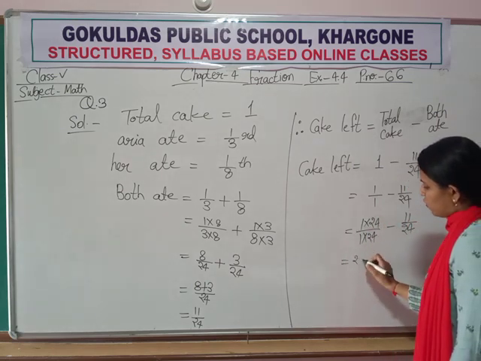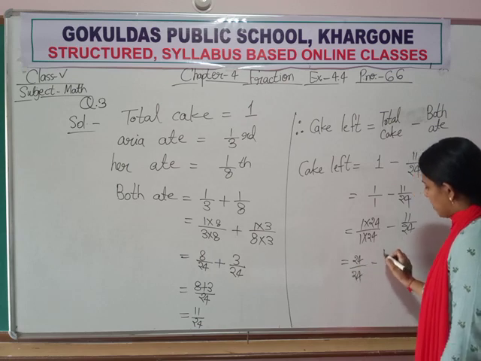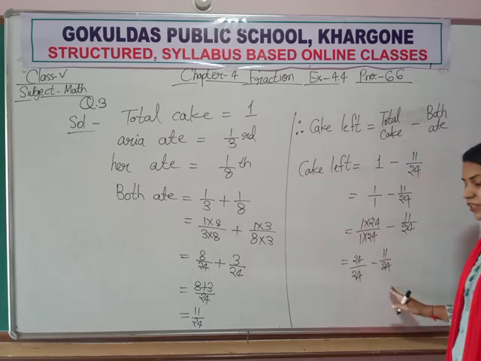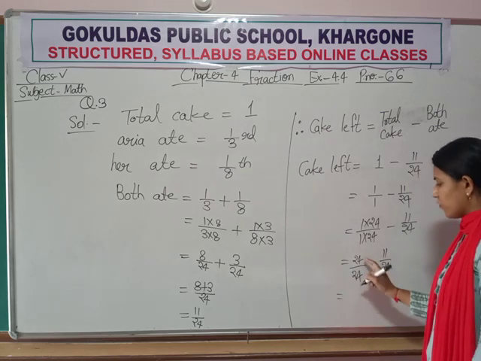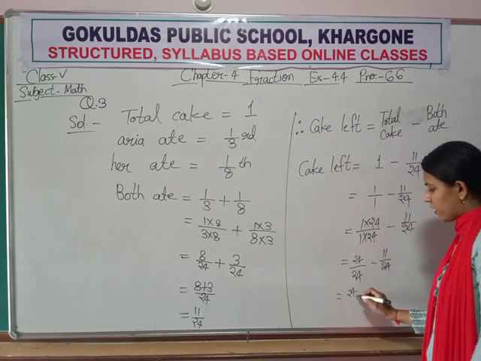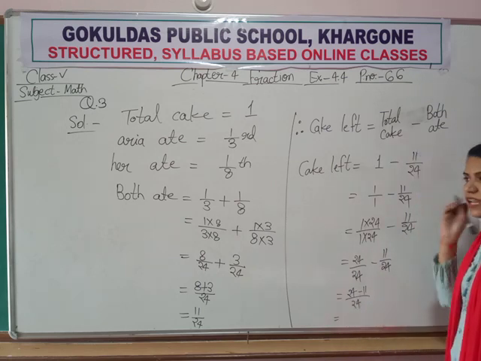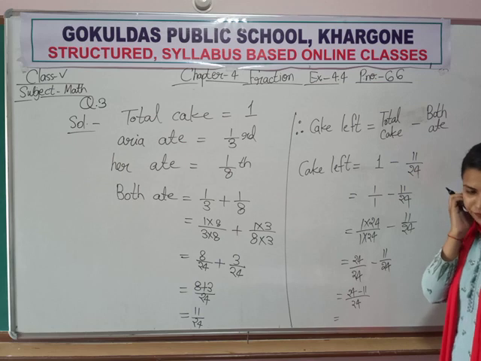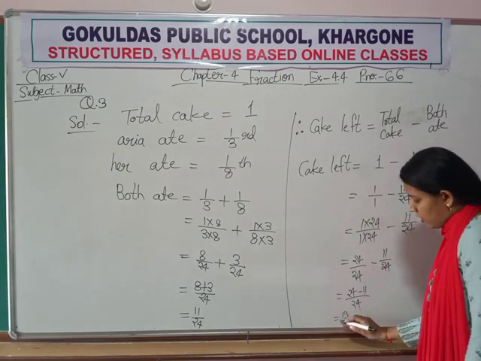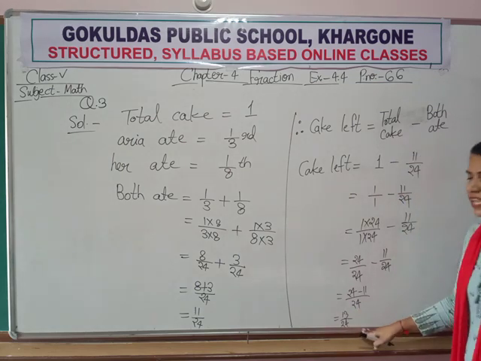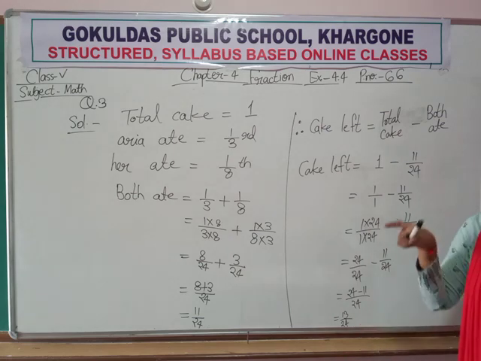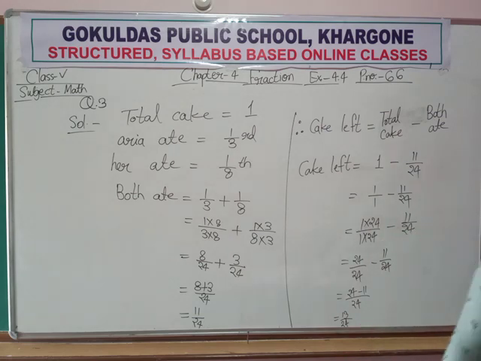1 into 24 means 24 upon 24 minus 11 upon 24. Now both the fractions are like, so we can directly subtract the numerators. So subtract 24 minus 11 upon 24. Now 24 minus 11 means 13. 13 upon 24. So how much cake is left? 13 upon 24th of the cake is left. This is how we solve this. There is another method also to solve this, which I will provide you in the PDF.